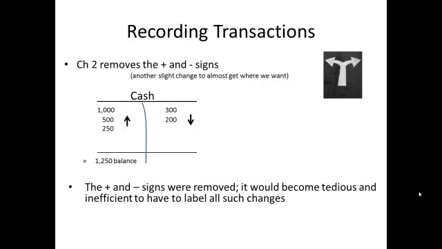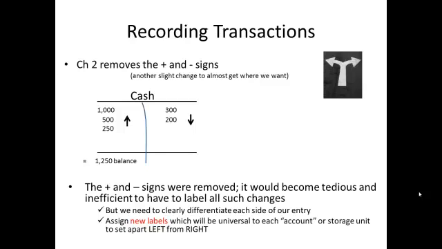Let's make one other slight change. Let's remove the plus and minus signs. Now we still have a balance in the account because we have a dominance of entries on the left versus the right. It would become tedious and inefficient to have to label all such changes, plus or minus, as we record entries. However, we still need to clarify and differentiate each side of our entry. And so we're going to assign new labels, which will be universal to each account or storage unit, to set apart the left from the right.